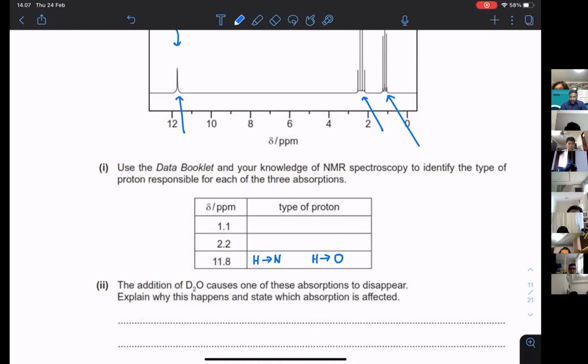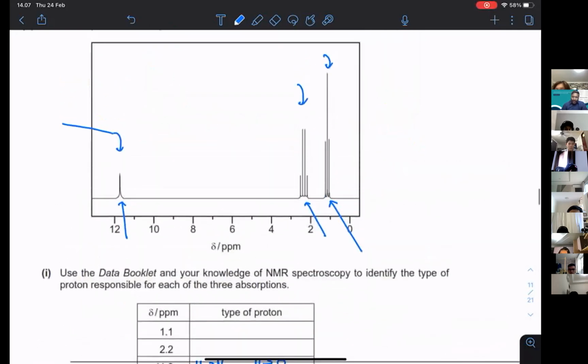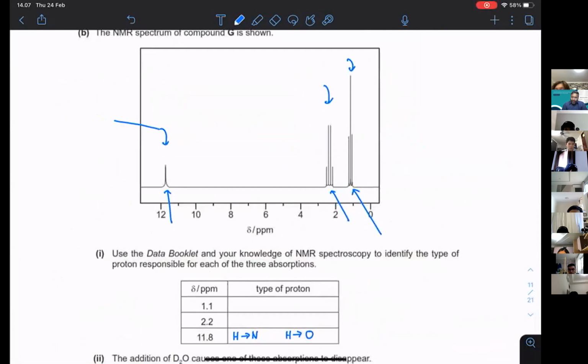And then, the type of proton that you have over here, if I look at here, I see the splitting is going to be a triplet, and I see the splitting is going to be a quartet over here.